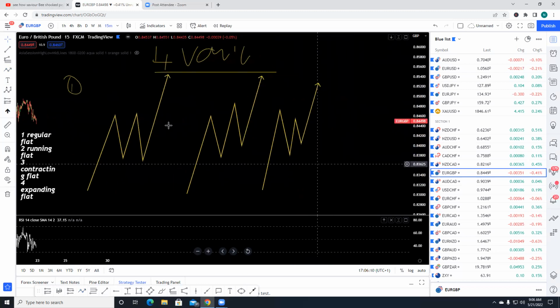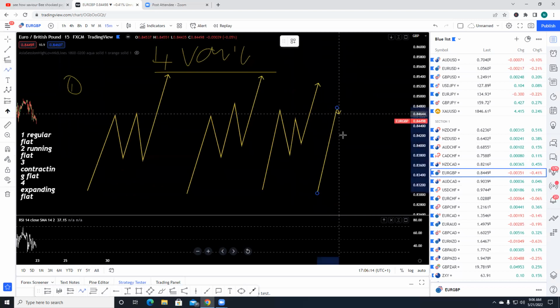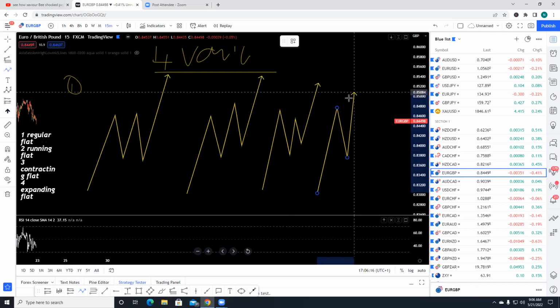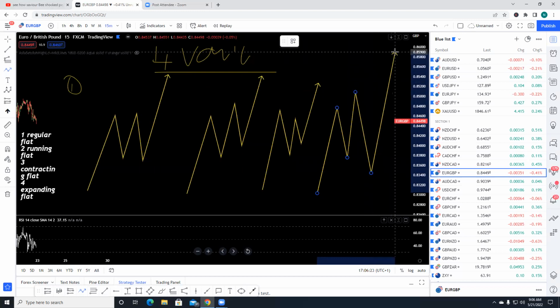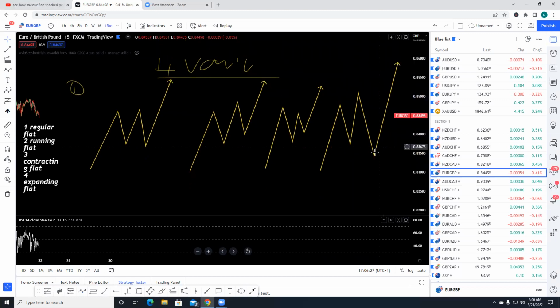This is a contracting flat, guys. And the last but not the least is an impulse. You have this one with A. Wave B breaks the top of the beginning of wave A. Wave C breaks the end of wave A. And you have a move to the upside. This is a contracting, this is an expanding flat.